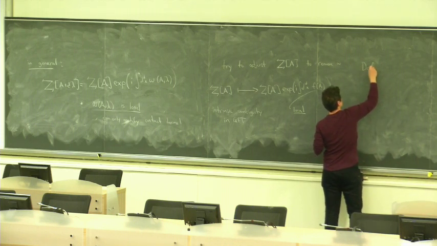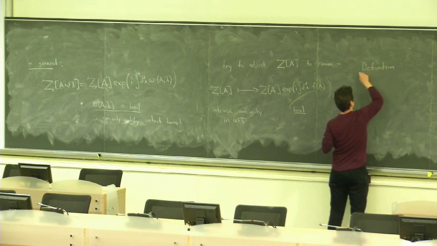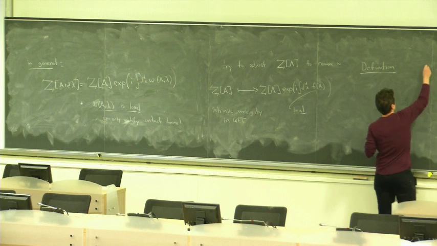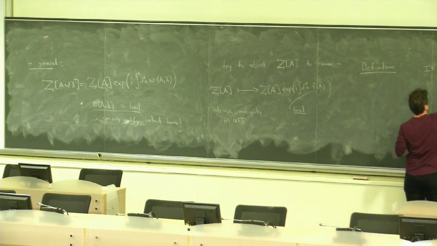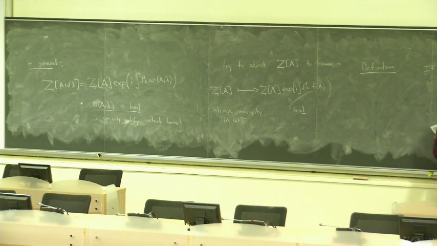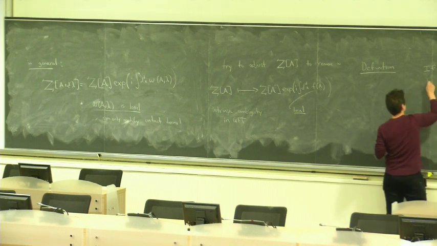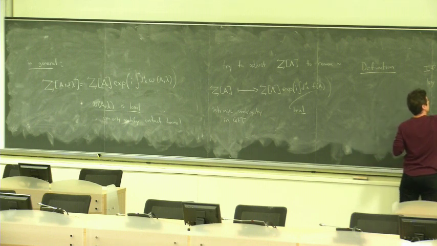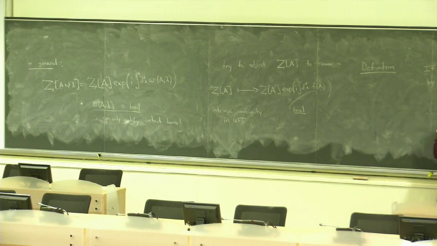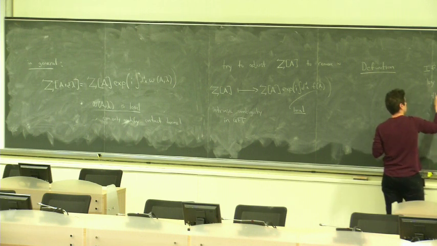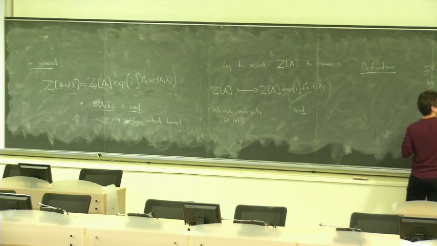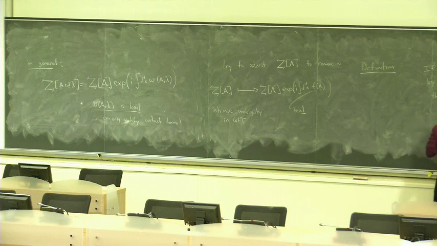So now we come to a key definition. So if omega cannot be eliminated by any choice of f, we say there is an 't Hooft anomaly. So this is the definition of this term, 't Hooft anomaly.